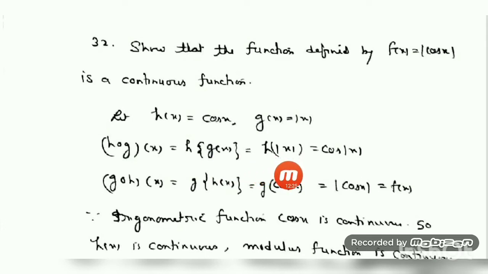That means you can consider this as y. So it gives you h of y. Suppose you consider it as y, h of y will be equal to cos of y. Y is modulus of x, so cos of modulus of x. That means we have not got our function.